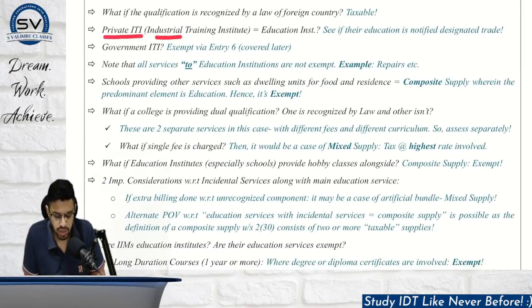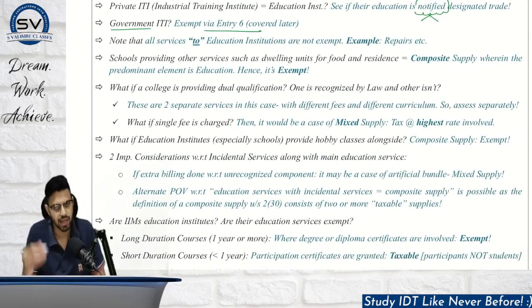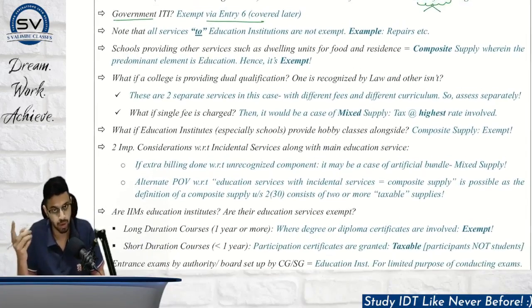Private ITI, industrial training institutes, are they educational institutions? For that you have to see whether their education is a notified designated trade or not. I wrote this point above also. If it is notified, it is an educational institution. If not, it is not, then it will be taxable. This information will be given in the question. Next, government ITI, that is covered in entry number 6 with respect to government services.